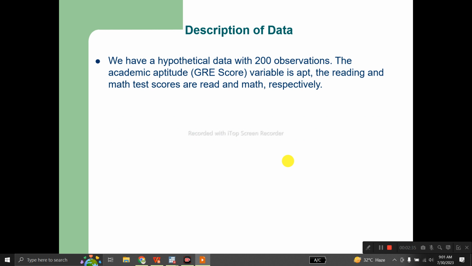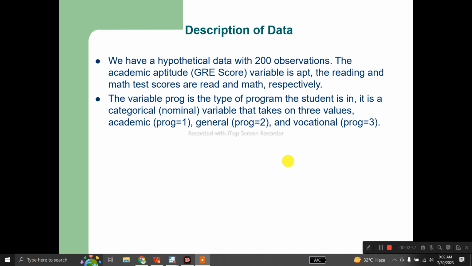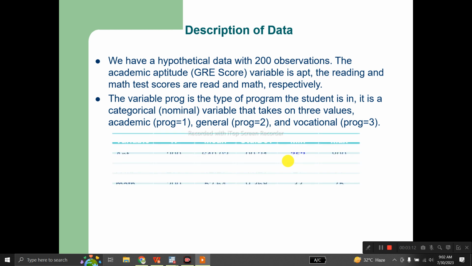Let me describe the data. We have hypothetical data with 200 observations. The academic aptitude, that is the GRE score, is a variable which is denoted by apt. The reading and math test scores are read and math respectively. The variable prog is the type of program the student is in. It is a categorical or nominal variable that takes on three values. One stands for academic, two represents general, and three represents vocational education.